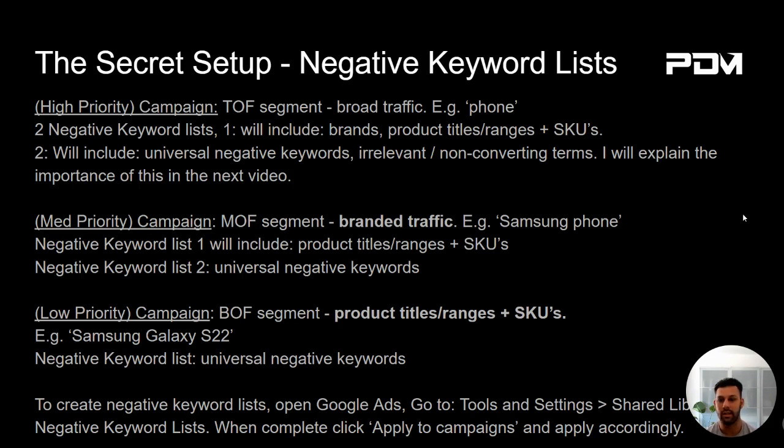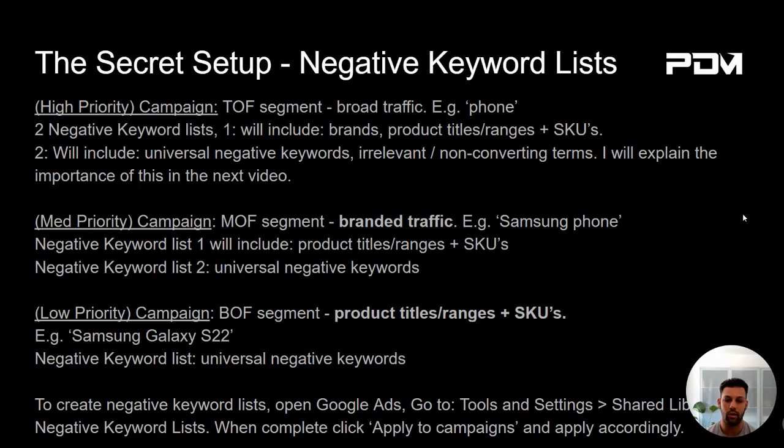Now, as we've set up a negative keyword list in the high priority campaign that's excluding brands, product titles, ranges, and SKUs, we've essentially told Google, we want you to push these terms further down the funnel. So Google's going to push all of those terms into our mid priority campaign. So this is your middle of funnel segment where we want to show for branded traffic. So for example, someone searching for the brand plus the product type, such as Samsung phone. So this is what we want. We want those keywords to funnel down into the mid priority campaign.